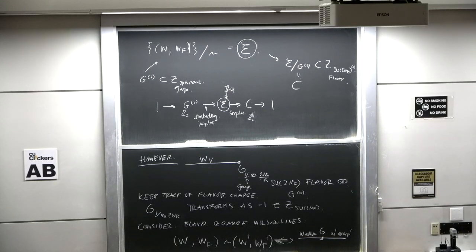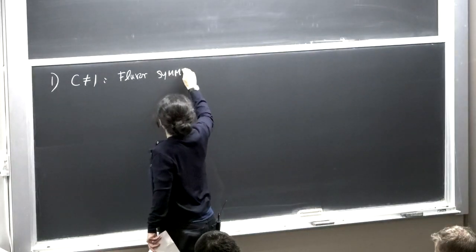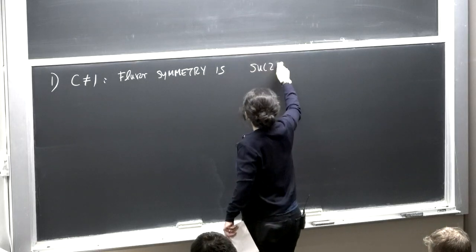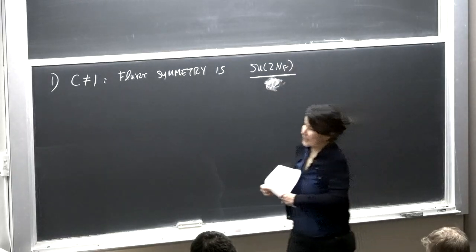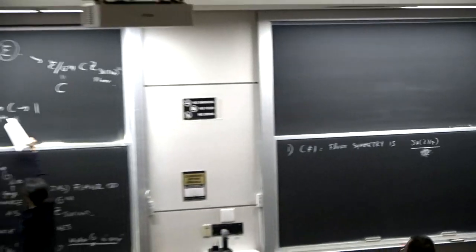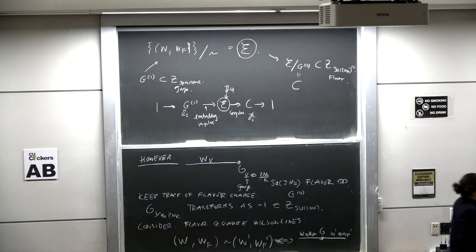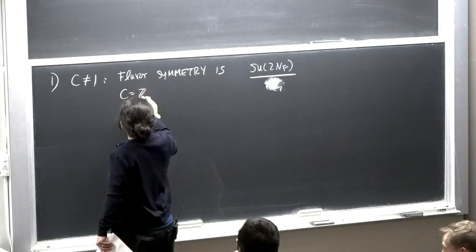The first observation here is the following. If C is non-trivial, is not the trivial group, then the flavor symmetry is the simply connected version, 2NF, modulo C. Because there's a center of this flavor symmetry, and we should be modding out by it. This says the flavor center symmetry is non-trivial from this projection. So in our case, C is Z2.